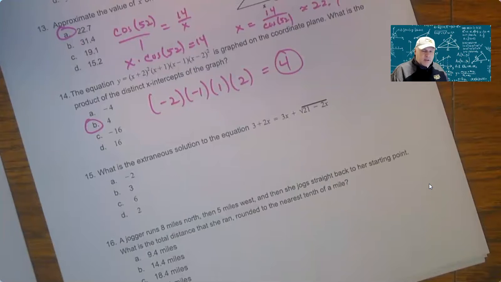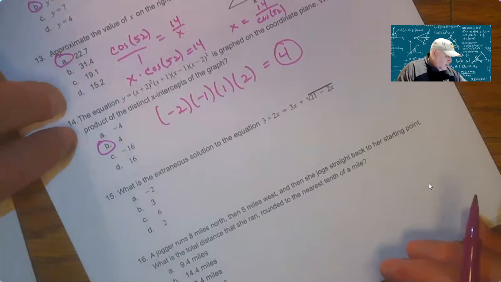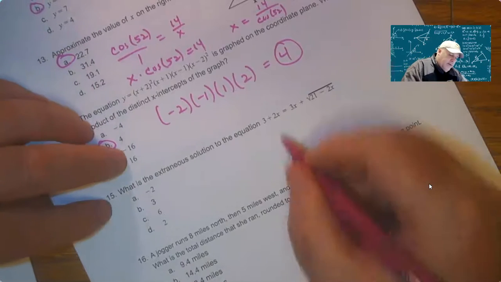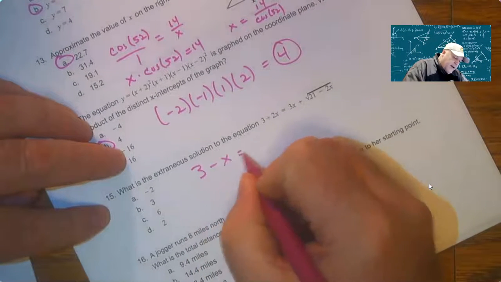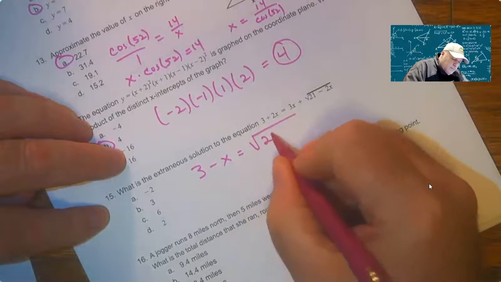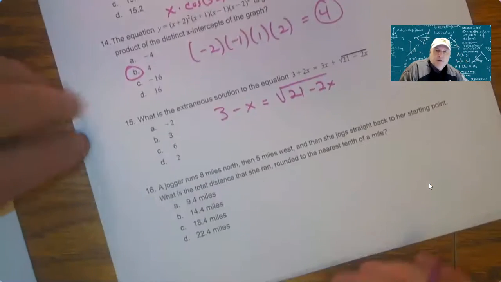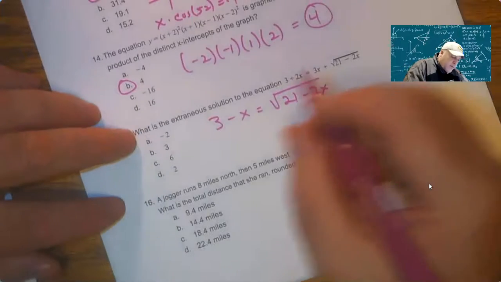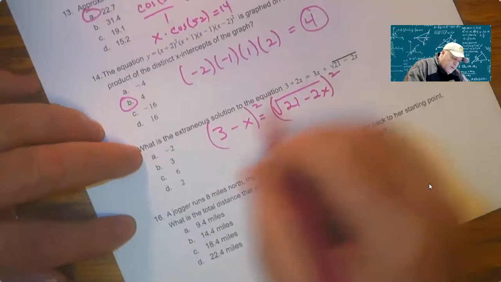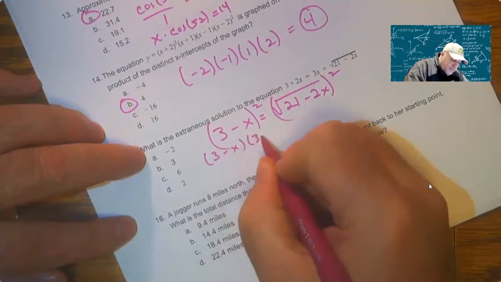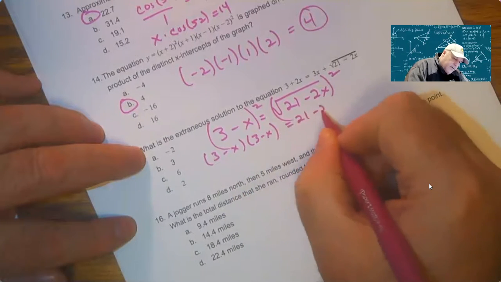15, what is the extraneous solution to that equation? So it's a solution that you get algebraically, so we have to do the algebra, and then it's not a solution when you go back and substitute it in. So here's what we have to do. We have to take everything to one side that's not the square root. Now we need to square both sides. So this has got to be squared like this. And then this, you just raise the square root off.